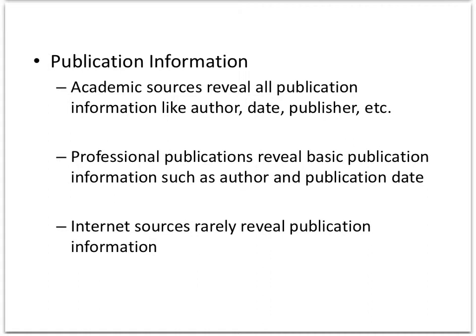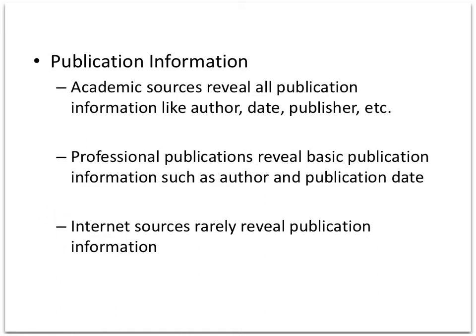We also want to be aware of any kind of publication information in relation to that source. Academic sources will always reveal all of their publication information. Publication information applies to things like author, the date, the publisher, and so on. Professional publications and academic publications are very similar in this regard in that professional publications always reveal the date on which that source is published, but may or may not reveal the author. More often the author is revealed than not, but something to be aware of.